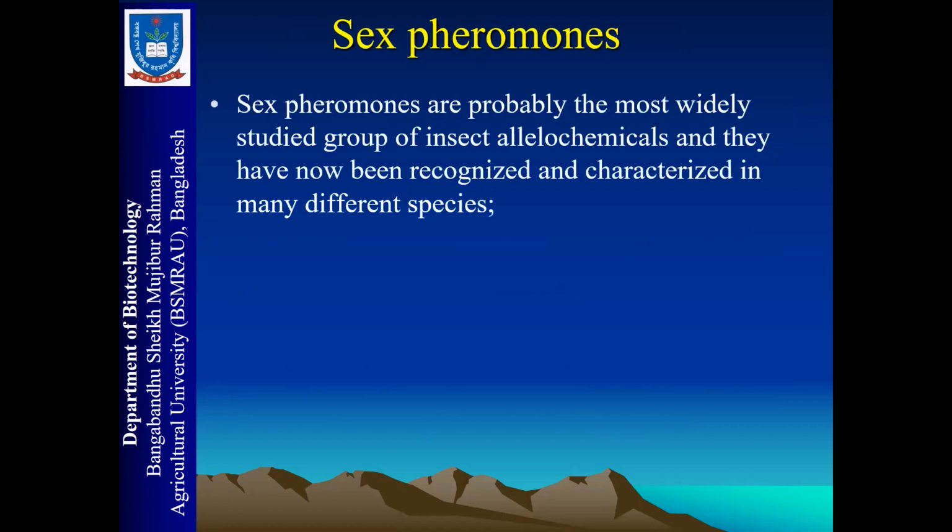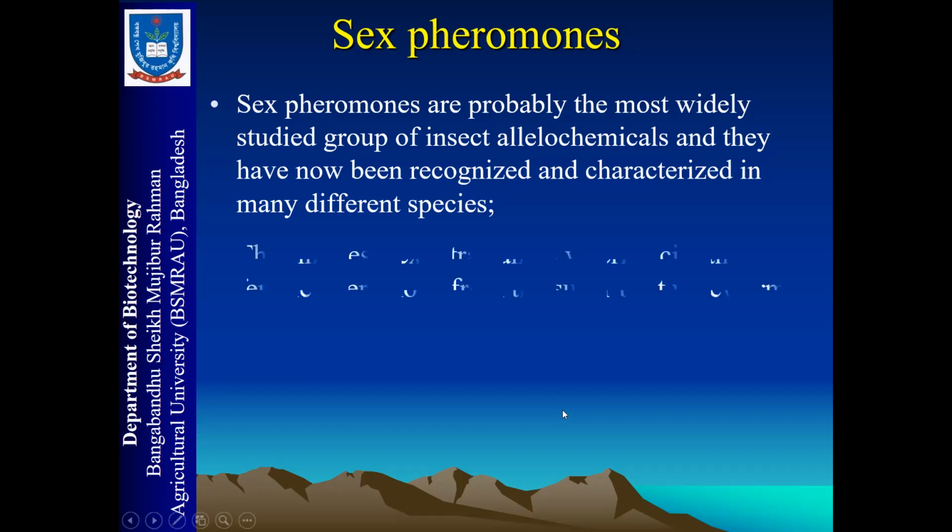Sex pheromones are probably the most widely studied group of insect allelochemicals. Allelochemicals means the chemicals or semiochemicals. Allelochemicals means one chemical used to regulate the physiology of others. This is another term. For example, some weed plants secrete some chemicals to stop the germination of the crop plants or retard the growth of the crop plants. So in plant interaction, allelochemicals or allelopathy is a very important subject. And some of the allelochemicals are being used as eco-friendly herbicides. And they have now been recognized and characterized in many different species.